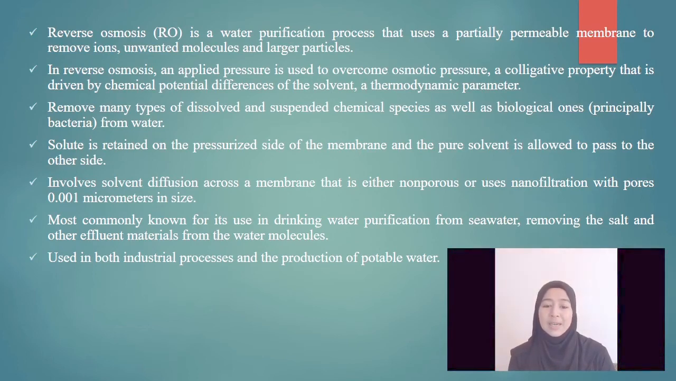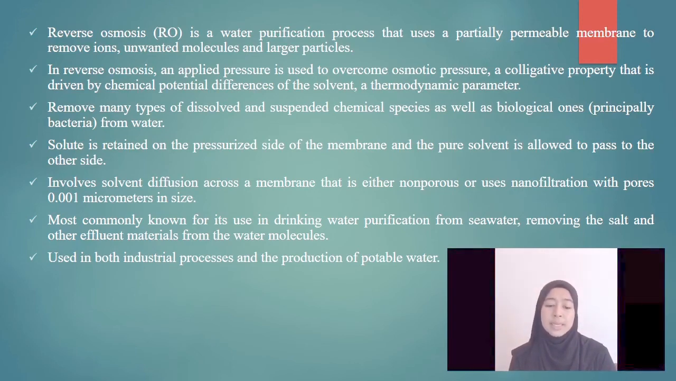Reverse osmosis is a water purification process that uses a partially permeable membrane to remove ions, unwanted molecules, and larger particles from drinking water. In reverse osmosis, an applied pressure is used to overcome osmotic pressure, a colligative property that is driven by chemical potential differences of the solvent, a thermodynamic parameter. Reverse osmosis can remove many types of dissolved and suspended chemical species as well as biological ones from water and is used in both industrial processes and the production of potable water.